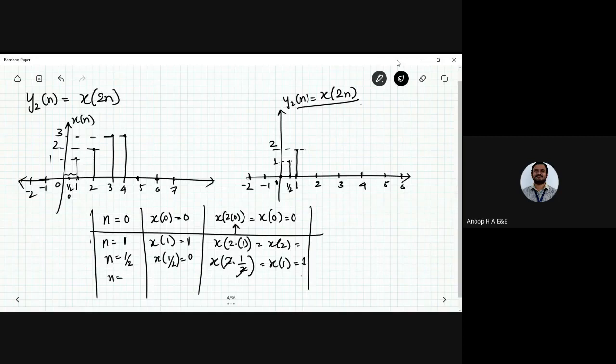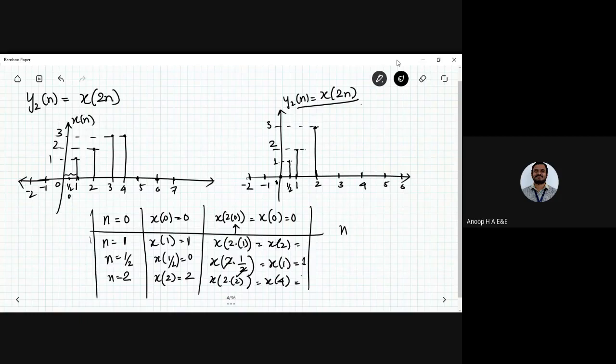Next, the value of n equals 2. So what do I need to write here? What's the value of x of 2 here? 2. x of 2 into 2, that is x of 4. So x of 4 at t equal to 2 would be the value for x of 4, that is 3. Sorry, that is 3 here. So this is how you can represent it. The remaining part you can write like this.